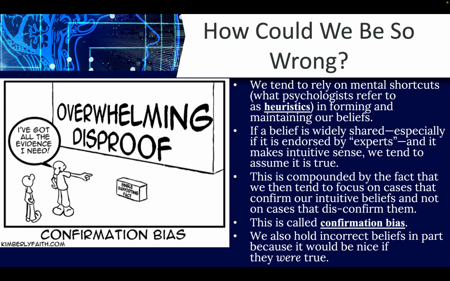We tend to rely on mental shortcuts, what psychologists refer to as heuristics, in forming and maintaining our beliefs. If a belief is widely shared, especially if it is endorsed by experts, and it makes intuitive sense, we tend to assume that it is true. This is compounded by the fact that we tend to focus on cases that confirm our intuitive beliefs and not on cases that disconfirm them. This is called confirmation bias.